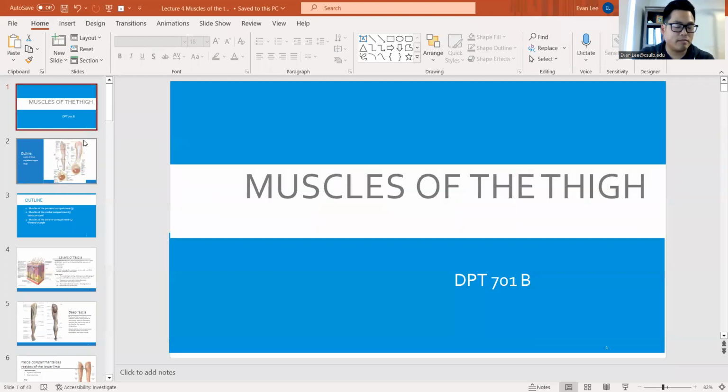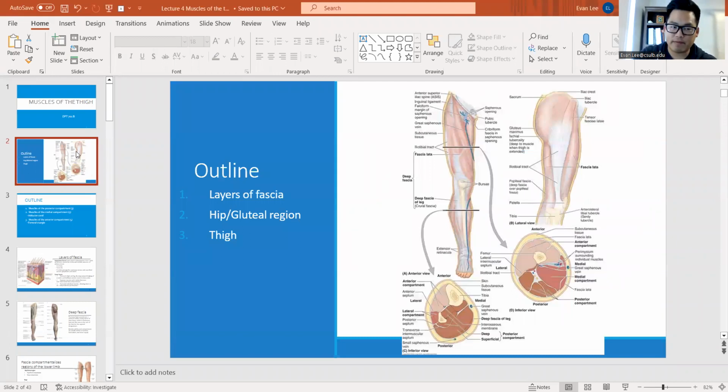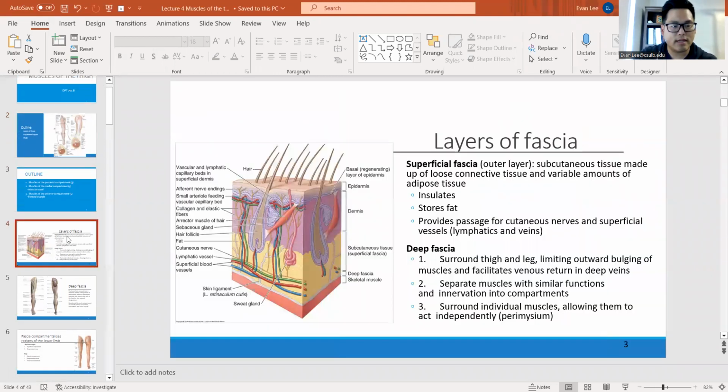Before we talk about the thigh muscles, let's talk a little bit about the compartments of the thigh, as well as the gluteal region. So just like last time, let's introduce the fascia, which will be superficial and deep fascia.